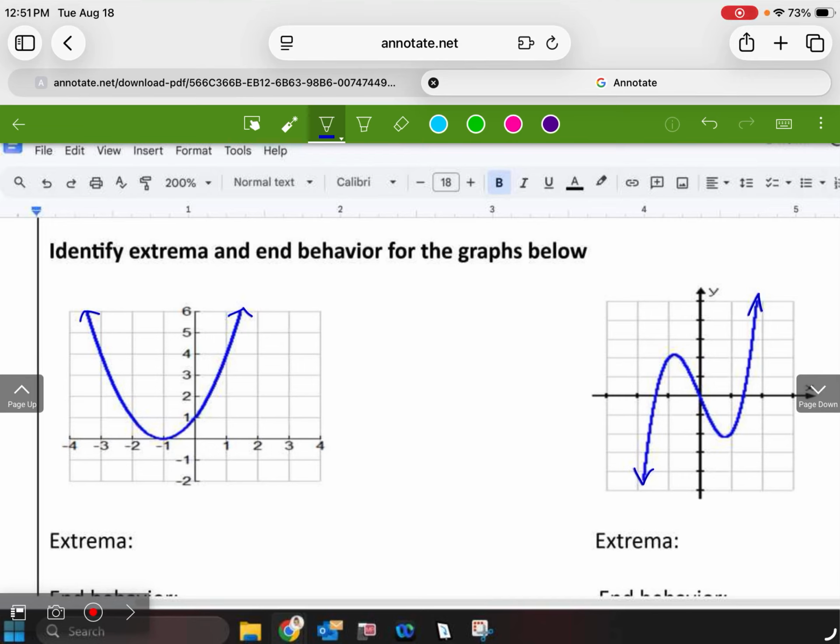We're going to do both. So on this left one, the first one, what do we have extrema-wise?